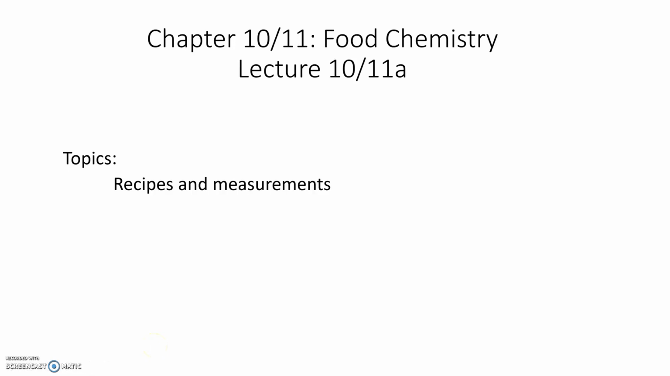Okay, this series of lectures covers material in chapter 10 and 11. We're combining these two chapters because they both talk about food chemistry. So we'll look at how we cook food and how that is related to chemistry, and also what is in food, different nutrients and different components such as proteins and carbohydrates. So we're going to first start with looking at topics associated with recipes and measurements and some general chemistry of cooking.